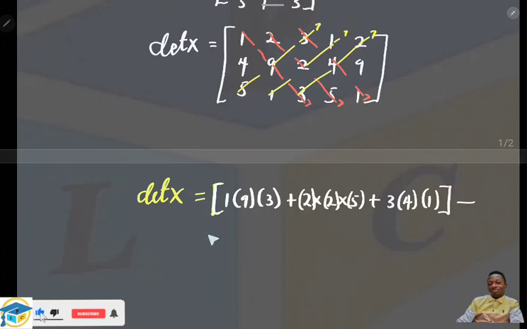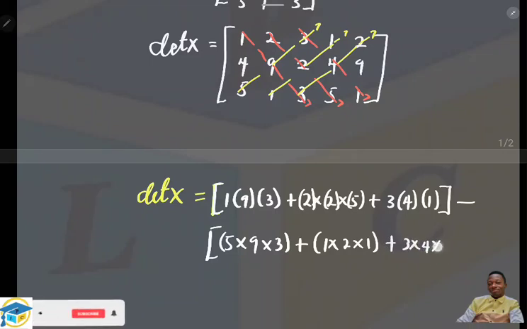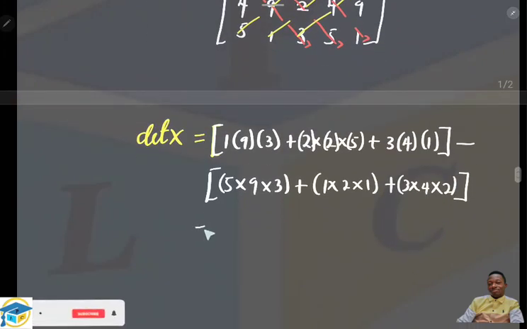And then we talk about the product of the upward arrows. So here too, we're going to have 5 multiplying 9 multiplying 3. So that's the first part. Plus, and we also have 1 multiplying 2 multiplying 2 multiplying 1. And lastly, we say plus 3 multiplying 4 multiplying 2. Then we have a big closing bracket. So what are we getting?